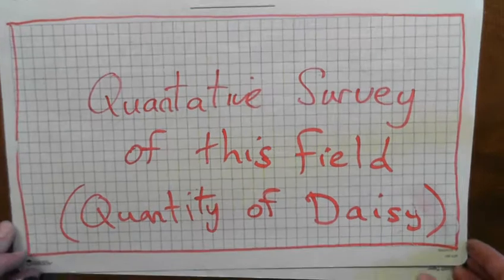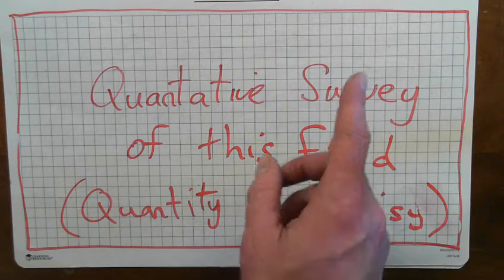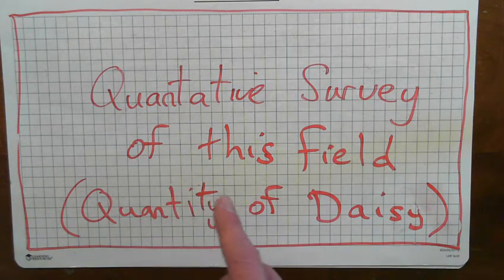Right. So quantitative survey, if you're asked to do a quantitative survey, you're asked to find the actual quantity of daisies in the field. But that would be ridiculous, wouldn't it? Because you're not going to go out and count each one. So there is a method in biology of roughly estimating, roughly calculating how many daisies are on that field.